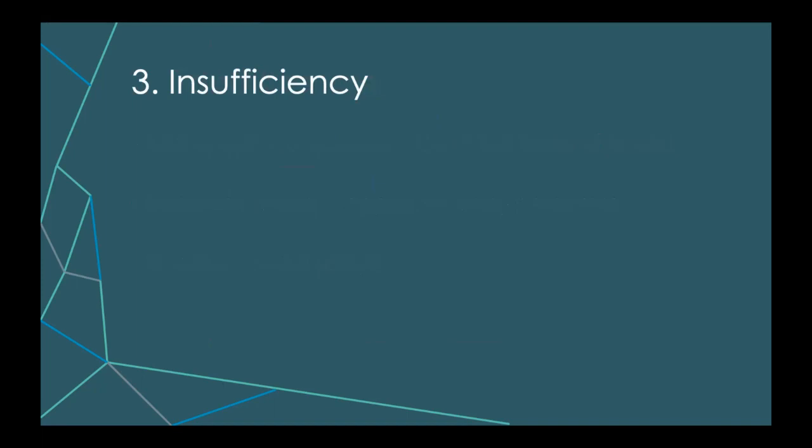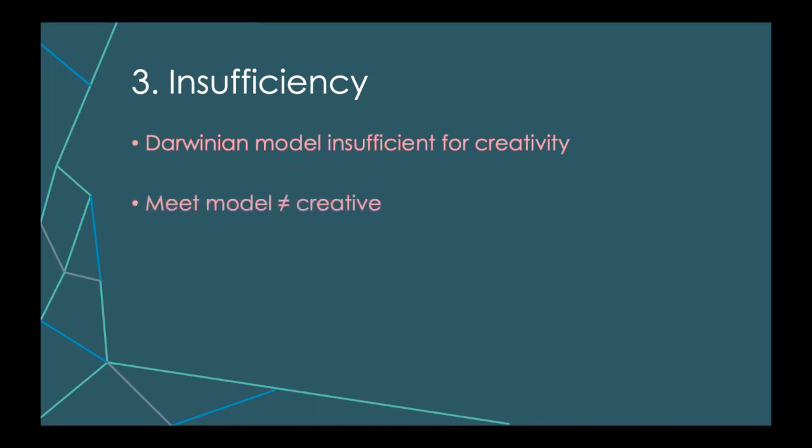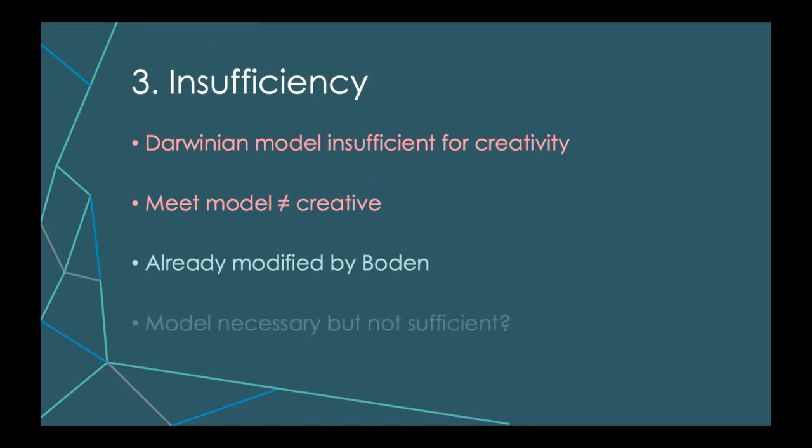The third charge against this application would be that this is insufficient. So this is somewhat similar. The Darwinian model is insufficient for creativity. It's letting too much in, too many things are counting as creative. So just meeting the model is not enough to show that something is creative. We have already, however, modified this model from Bowden by adding in the ideational variation requirement. And I would like to say that perhaps we can say that the Darwinian model of creativity is necessary to be counted as creative, but it's not sufficient. So we might want to add in additional criteria to assure us that something is really being creative.